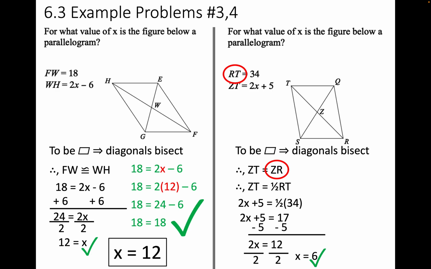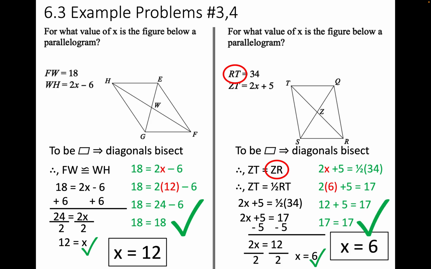Once again, let's check our answer by going back to our original equation. That's 2 times 6 plus 5 equals 17. 12 plus 5 equals 17. 17 equals 17. Yep, I know I got the answer. That x equals 6.